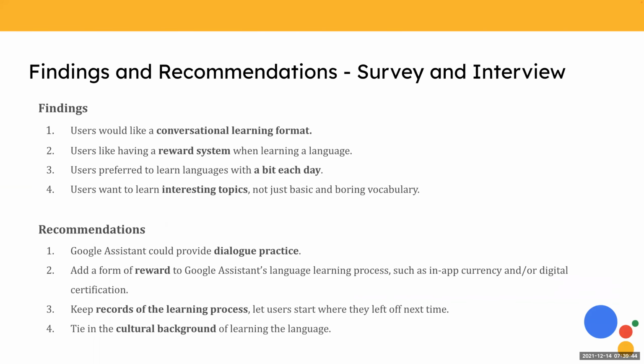All right, so first up is the survey and interview findings and recommendations. So we found that users like to learn through a conversational learning format, having a rewarding system to keep them interested, and would prefer to learn interesting topics that are relevant to their interests or goals, not just basic and boring vocabulary. To address these issues, we recommend that Assistant offers dialogue practice to help users learn conversational speaking, adding a reward such as in-app currency or digital certification to keep them interested, and tying in the cultural background of the language to make the learning topics more interesting and relevant.